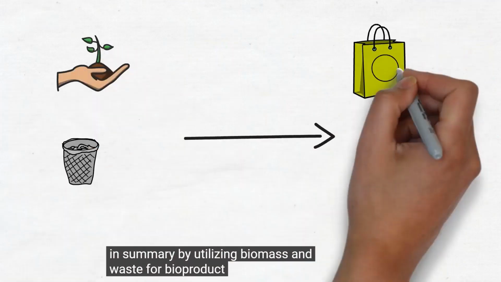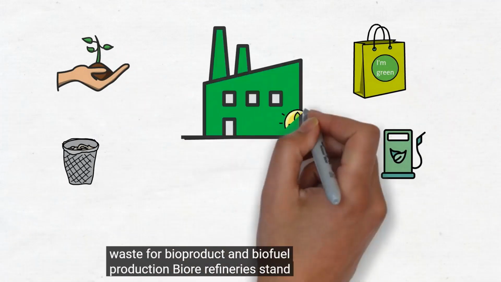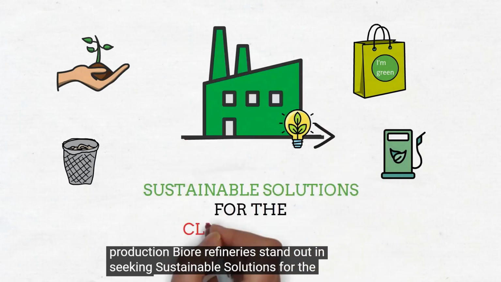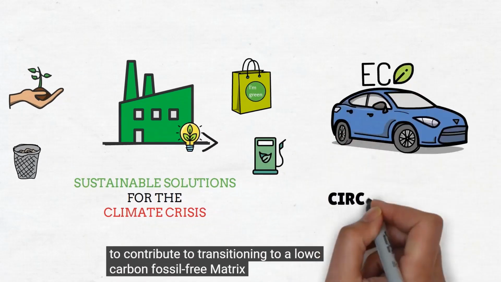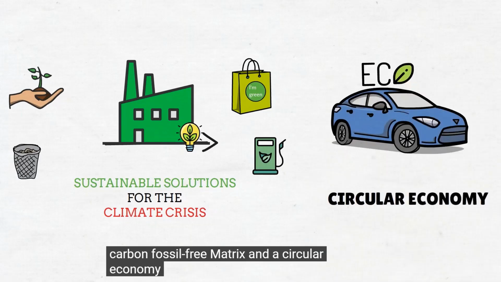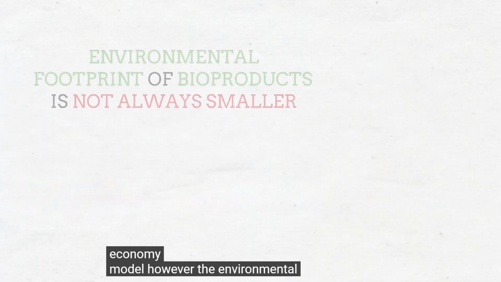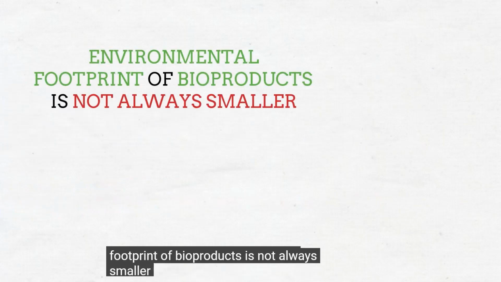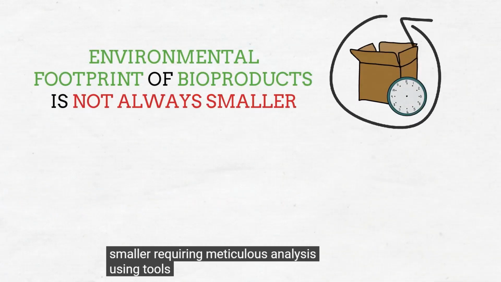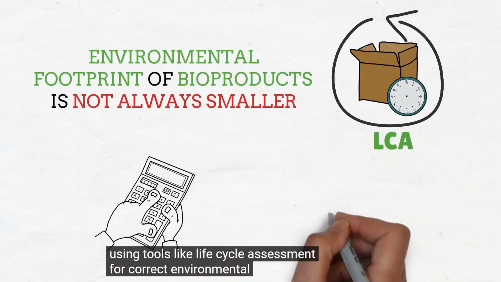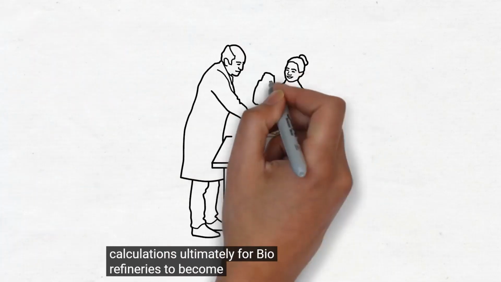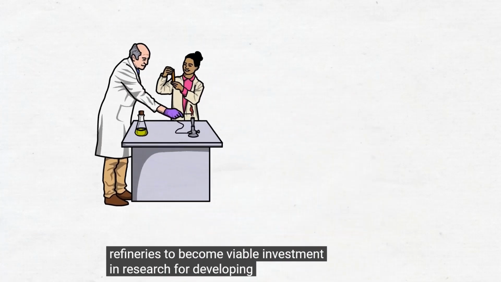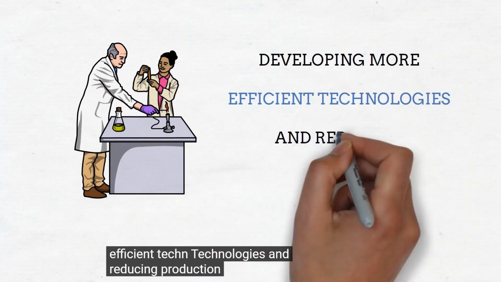In summary, by utilizing biomass and waste for bioproduct and biofuel production, biorefineries stand out in seeking sustainable solutions for the climate crisis and have great potential to contribute to transitioning to a low-carbon, fossil-free matrix and a circular economy model. However, the environmental footprint of bioproducts is not always smaller, requiring meticulous analysis using tools like life cycle assessment for correct environmental impact calculations. Ultimately, for biorefineries to become viable, investment in research for developing more efficient technologies and reducing production costs is necessary.